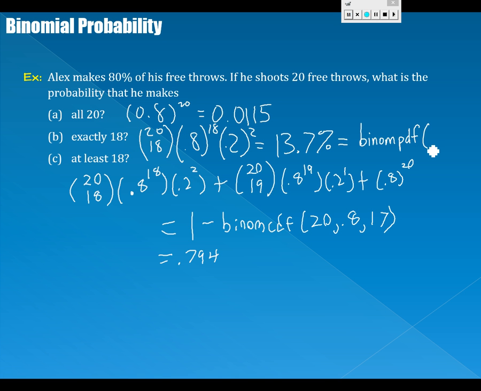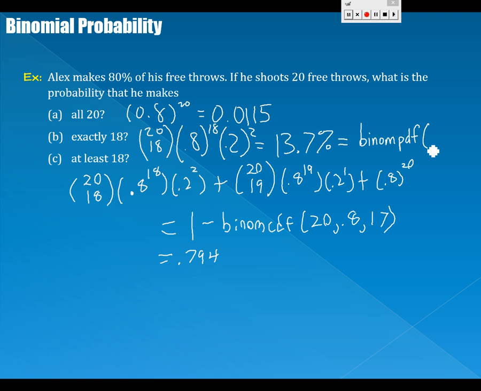On your calculator, let's give it all away here. How do you get there, Franklin, on your calculator? Second, bars to the distribution menu, and then go all the way down to binom PDF, or in this case CDF. We'll tell you what those mean in a second.